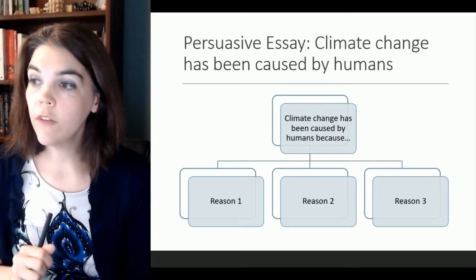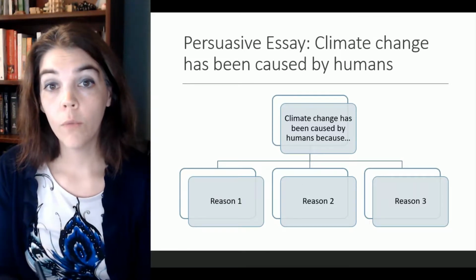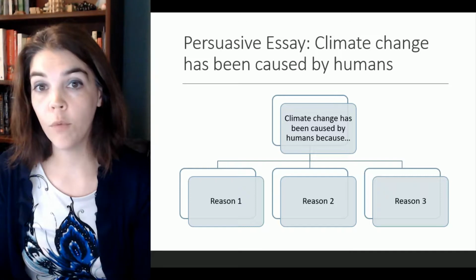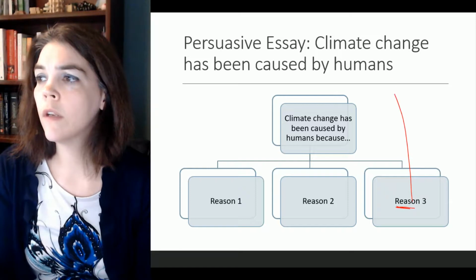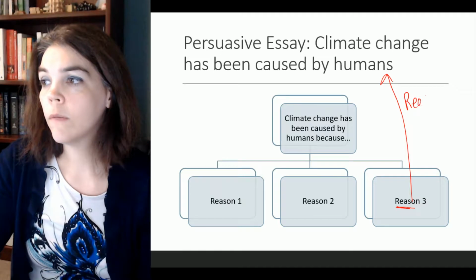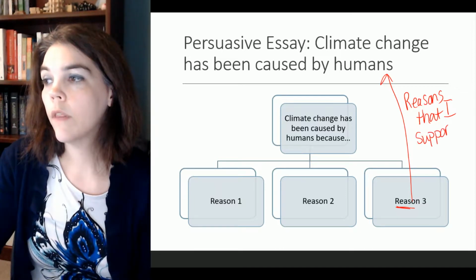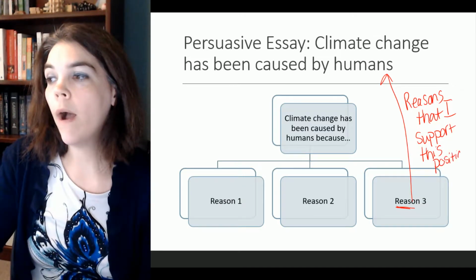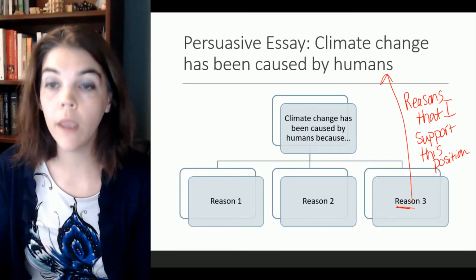All right, so for this essay, I'm saying climate change has been caused by humans because reason 1, 2, and 3. Now, what are these reasons about? They're the reasons that I support this position. It's explaining why I have this position, this belief, this opinion, okay? These are my reasons.